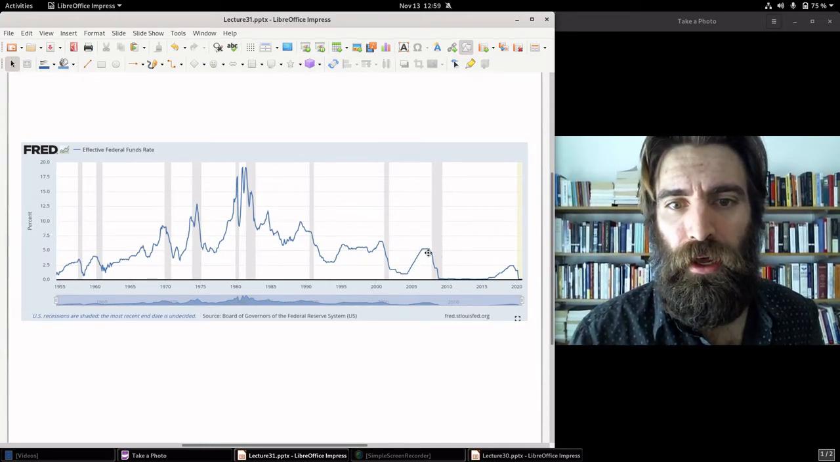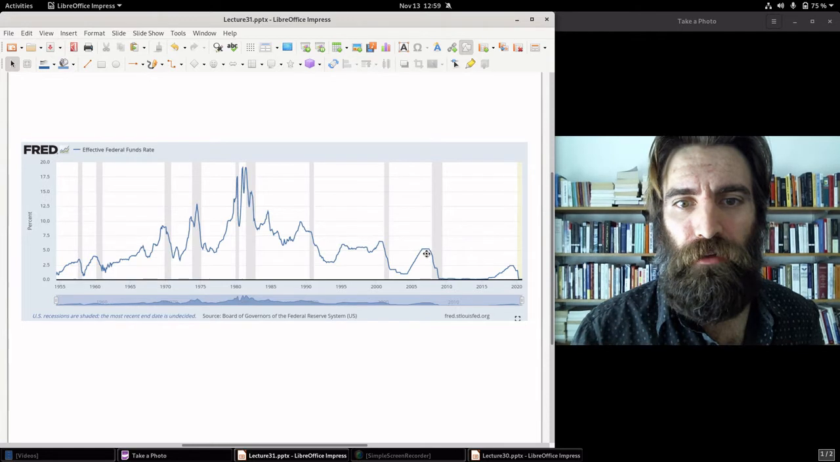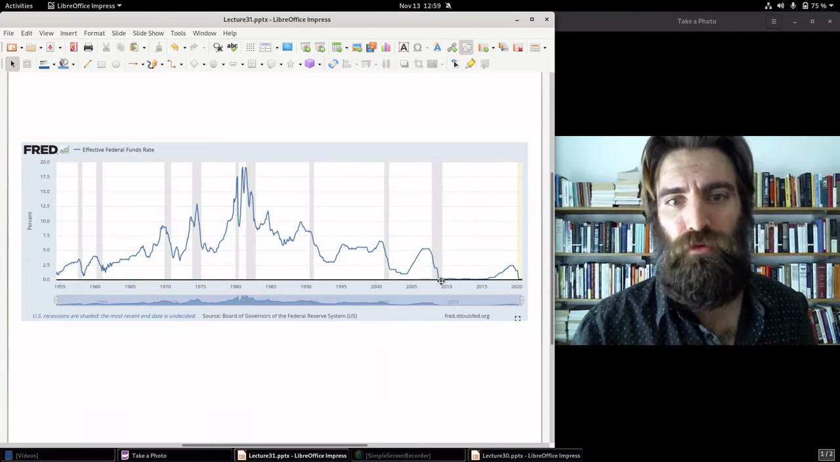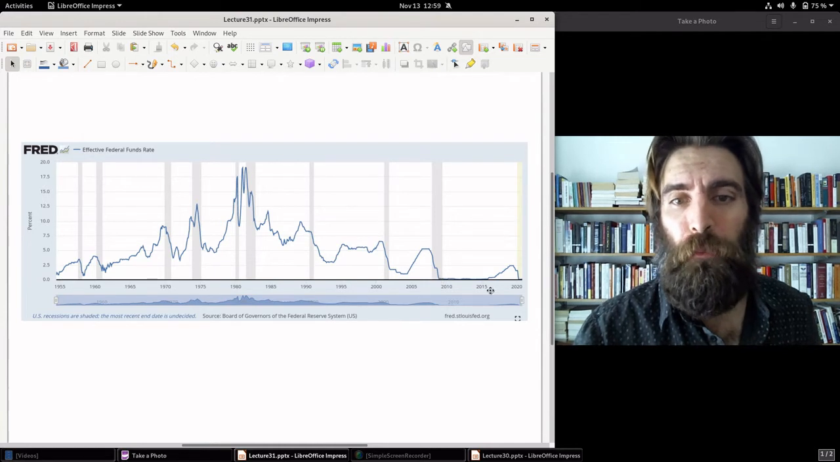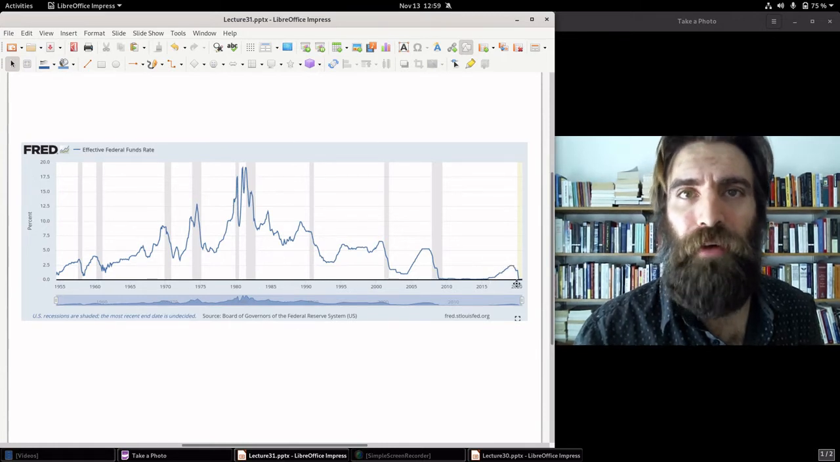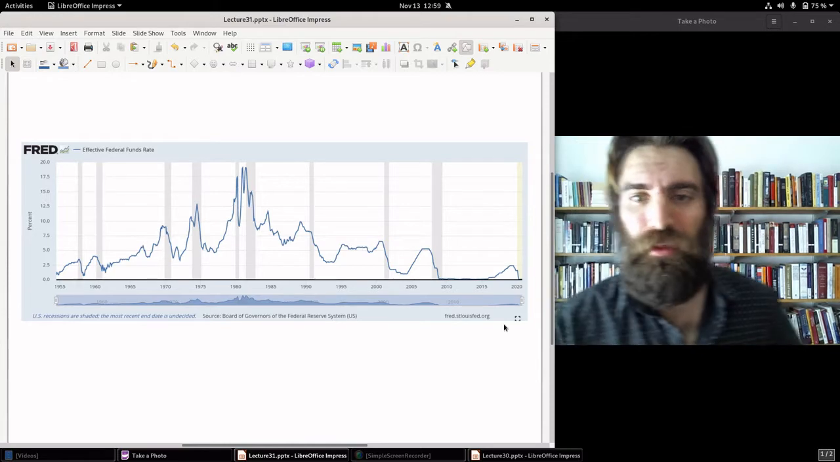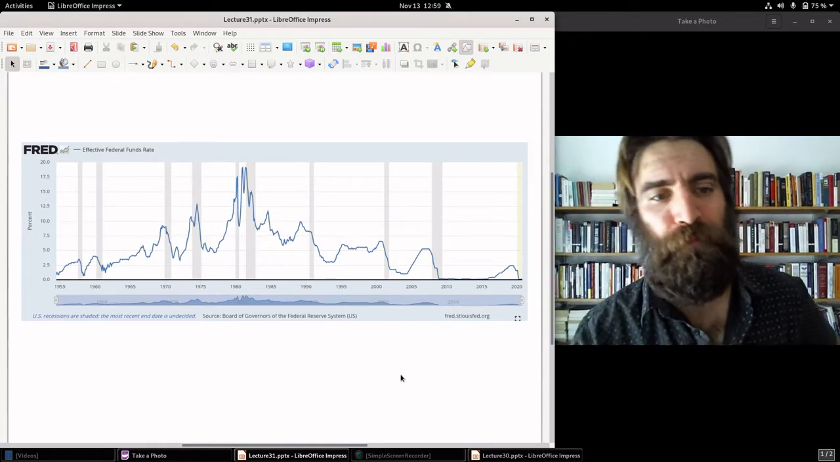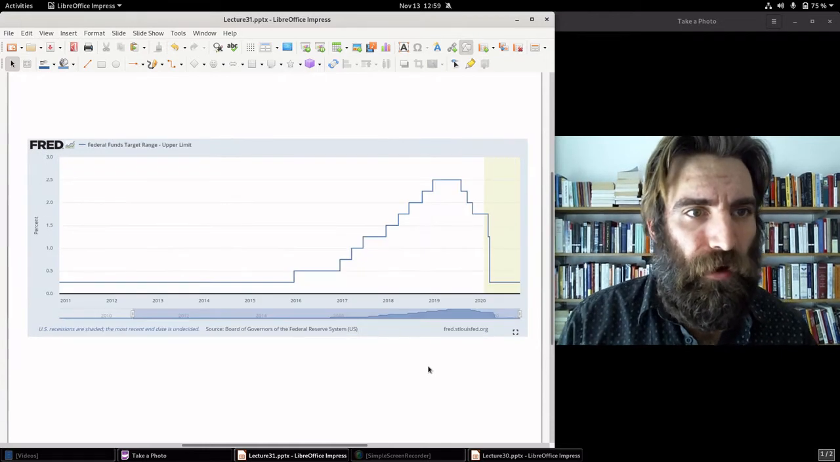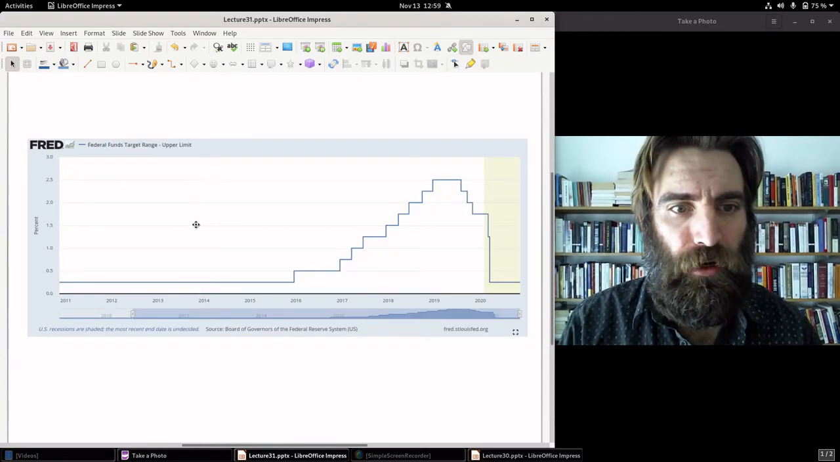And rates started to go up again around 2006. And then after 2009, like zero. This was unprecedented in Fed history. Then around 2016, it started to go up again. And then coronavirus did away with that. And so now we're back down to zero. This is the effective rate. This is the target range.